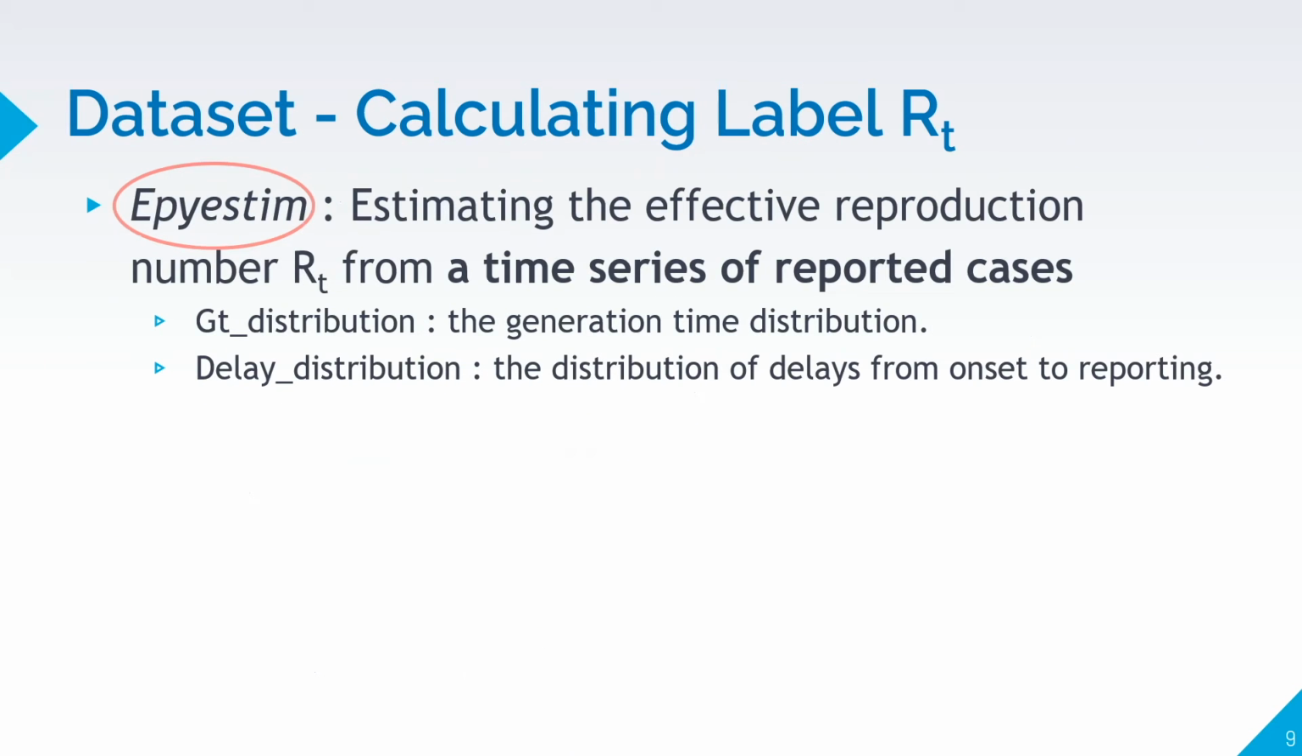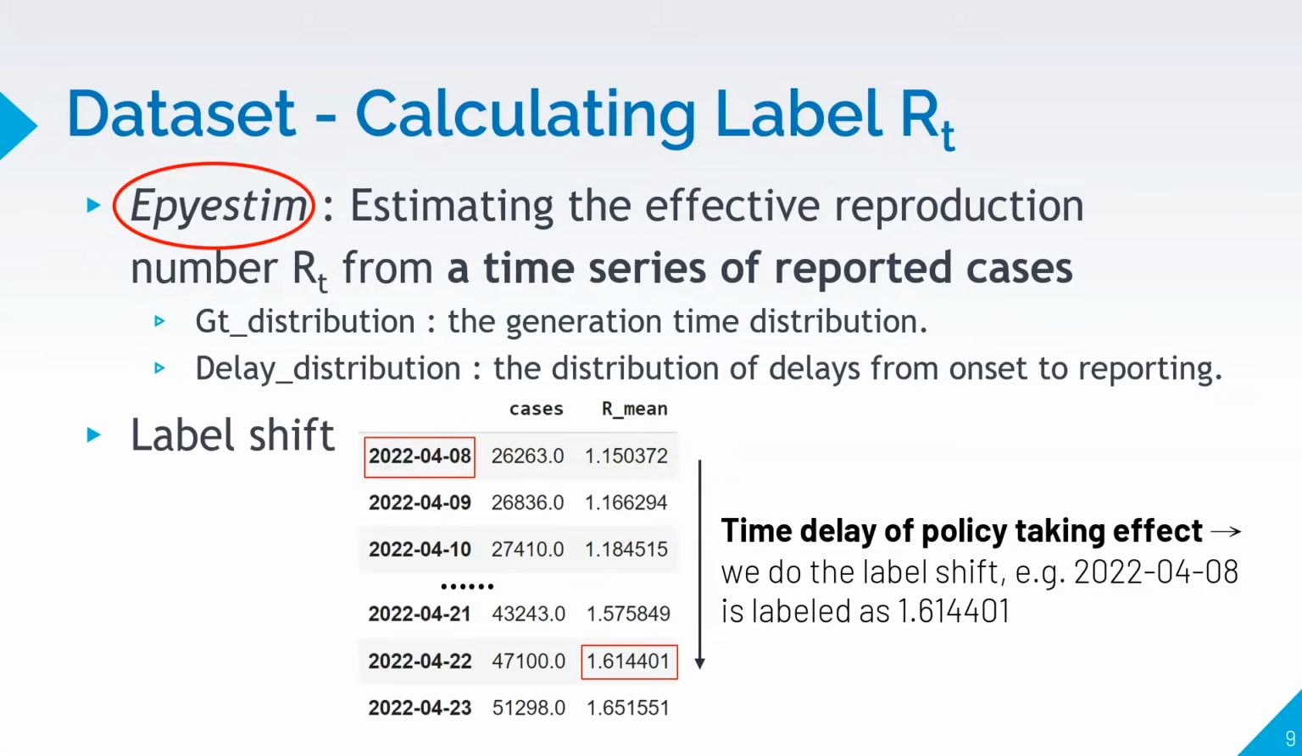We use this Python package to calculate RT based on reported case numbers, GT distribution, and delay distribution. Besides, we estimate that the policy takes effect after 14 days, so we do the label shift of RT.